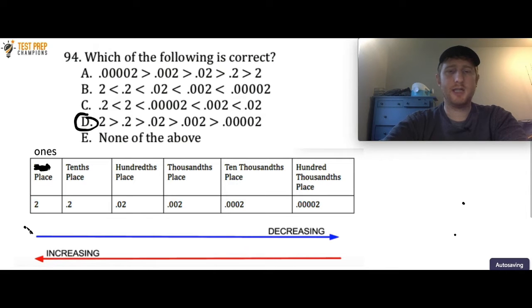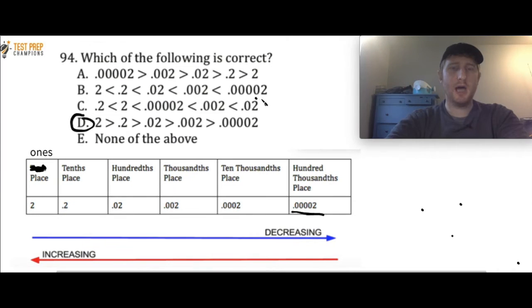But just take some time if you have trouble with this to pause the video and just study this information right here. Just understand the difference between the ones place, the tenths place, and so on and so forth here. Just make sure also that you know the difference between greater than and less than symbol. So if I have the letter A here and I draw this symbol right here, this means greater than.